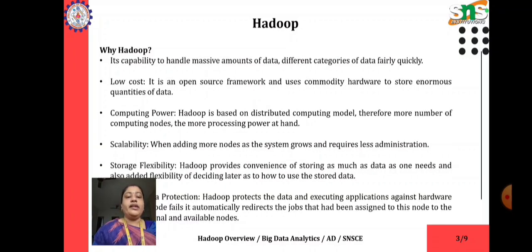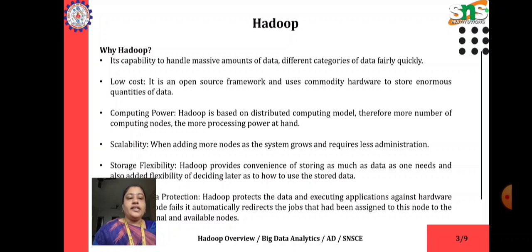So why Hadoop? There are different categories of reasons why Hadoop is most needed in a big data environment. It offers low cost. It is an open source framework, so it uses commodity hardware to store enormous quantities of data. So it is of low cost. The computation power of Hadoop is higher. Since there are more computing nodes, there is more processing power at hand. Scalability: we can easily scale, and it also requires less administration.